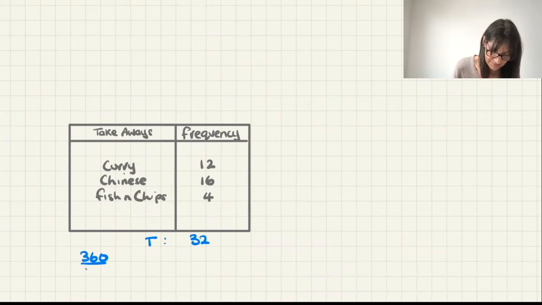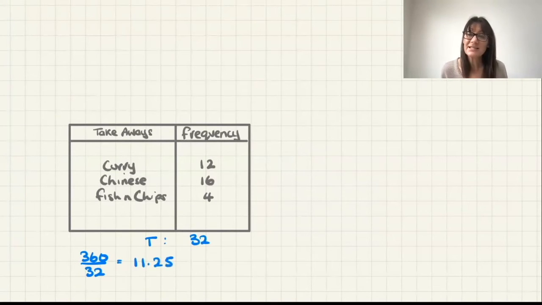360 divided by 32 is 11.25. Now, when you get a decimal result like this, it can panic people. They think something's going to go wrong. Again, I say it all the time. You've got to trust your method.